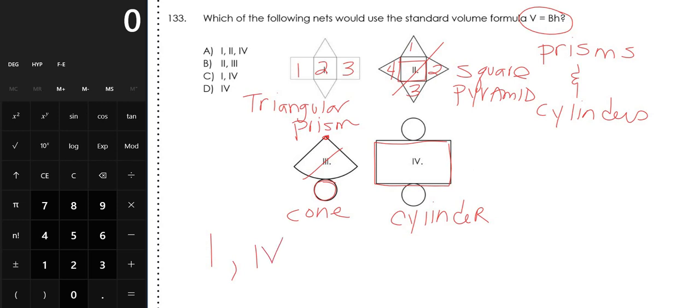Let's go through the different choices and see which one we want. A uses 2, which is not correct.